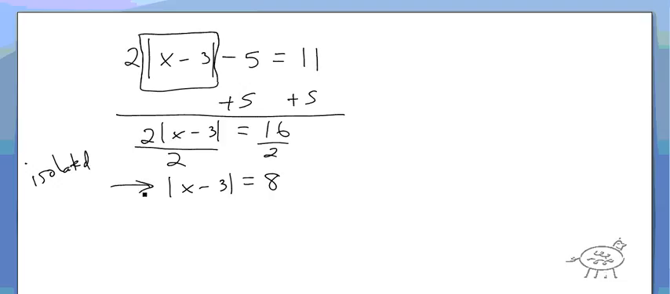Okay, that's isolated. There's nothing outside of it. There's nothing added to it. There's nothing multiplied by it. It is literally absolute value of x minus 3 equals a number. At this point, you take away the absolute value, and you set up two problems.